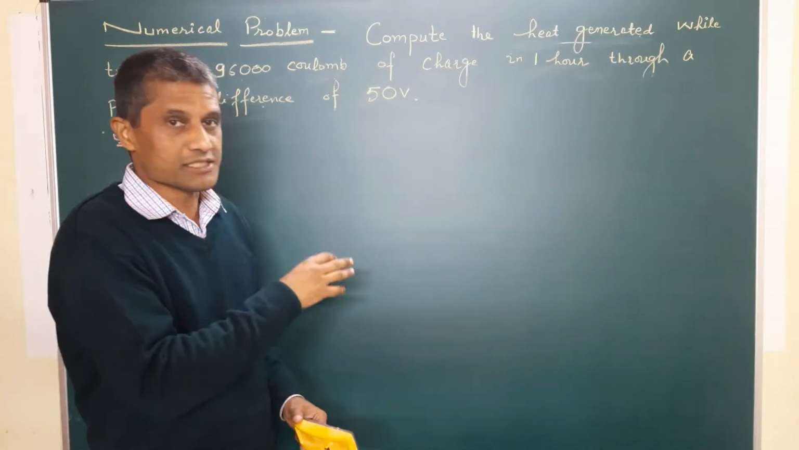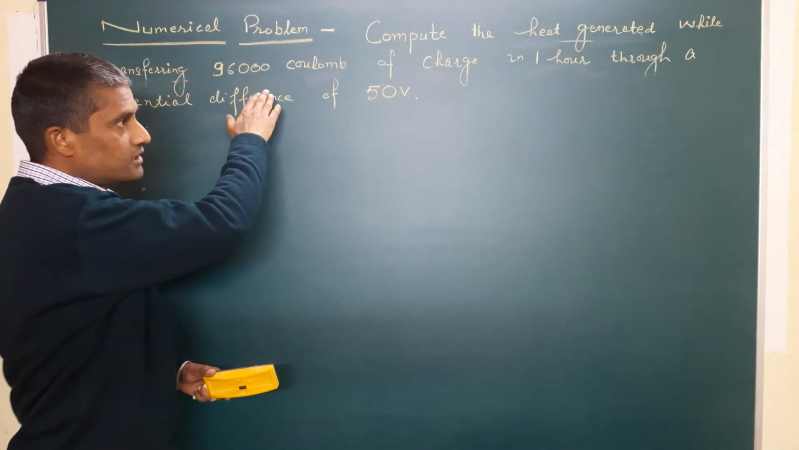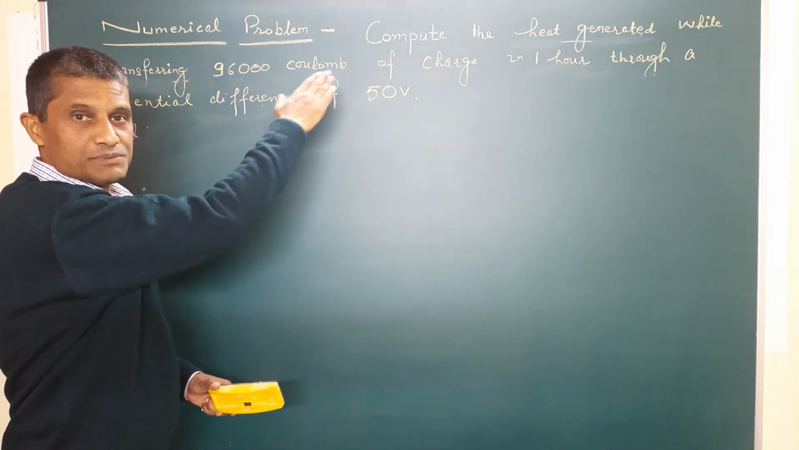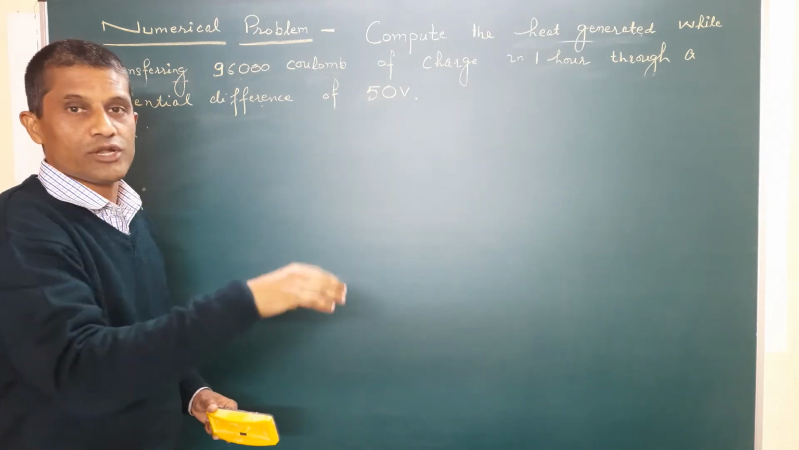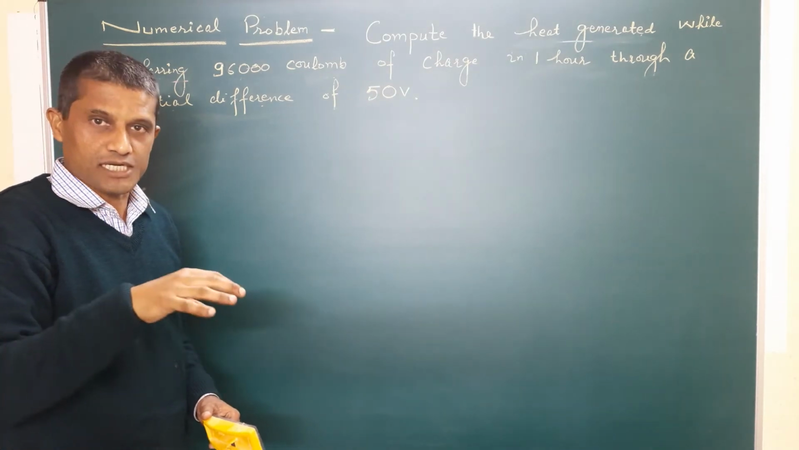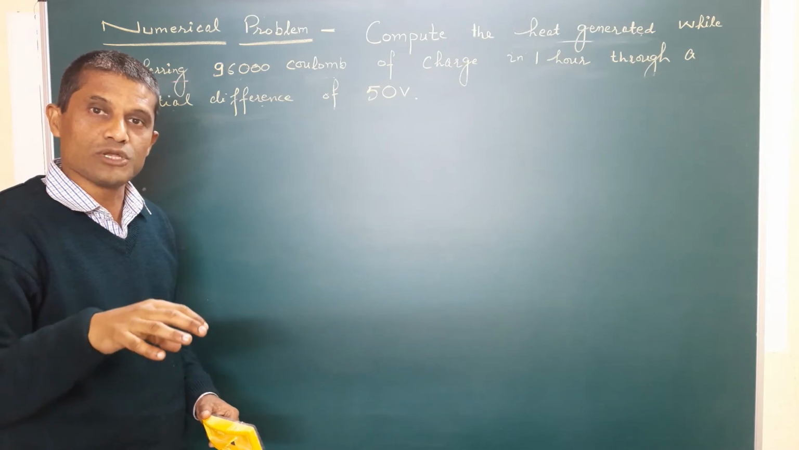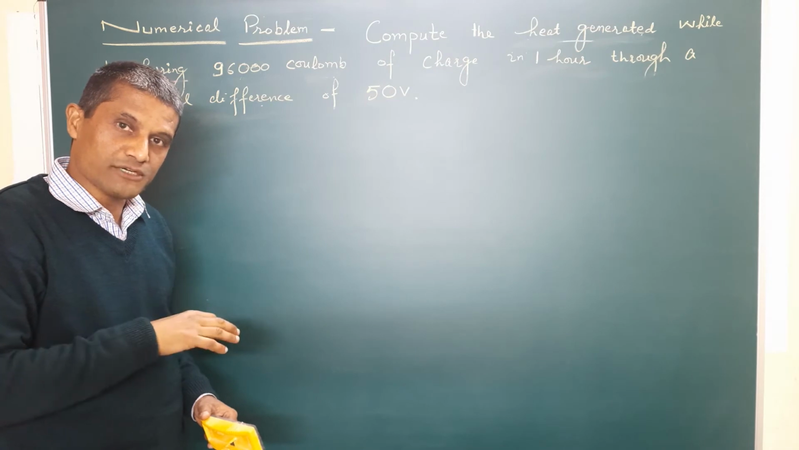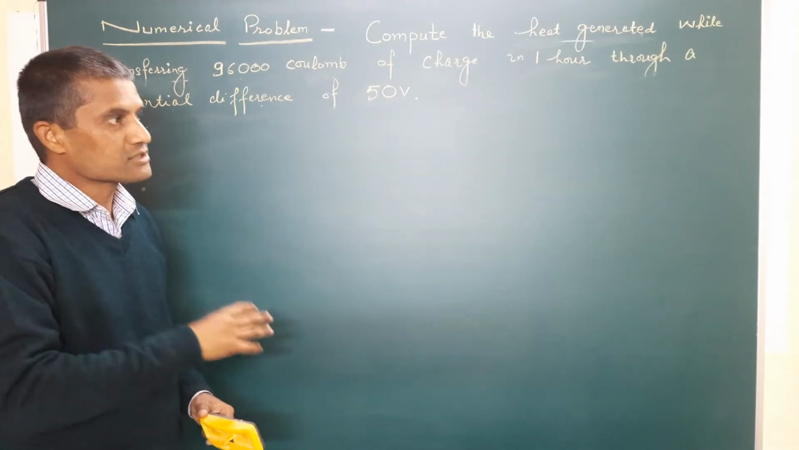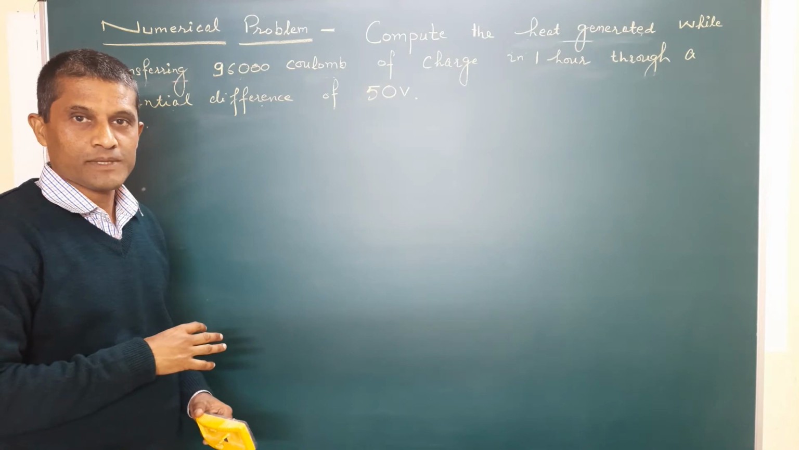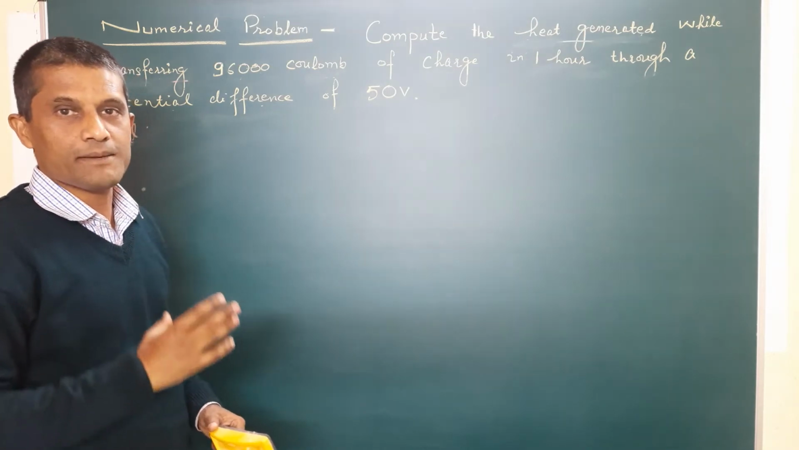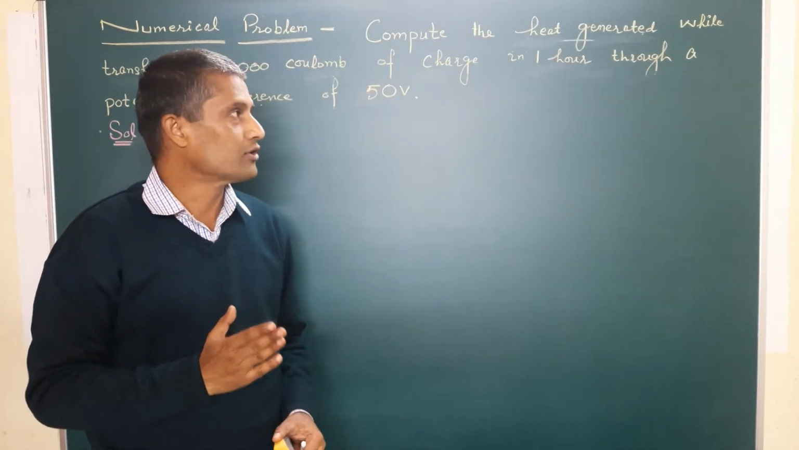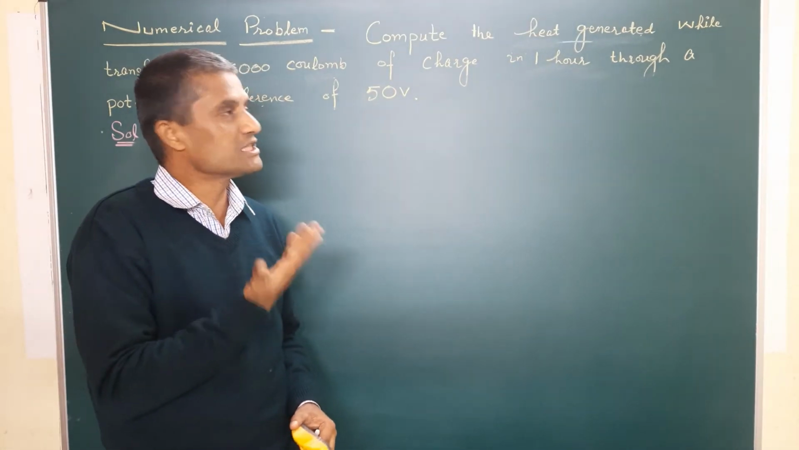Here, charge is being transferred in 1 hour under the action of a 50 volt potential difference. It is being asked how much heat is going to be generated during the transfer of 96,000 coulomb of charge. So this numerical is based upon the heating effect of electric current. Firstly, write what is given.